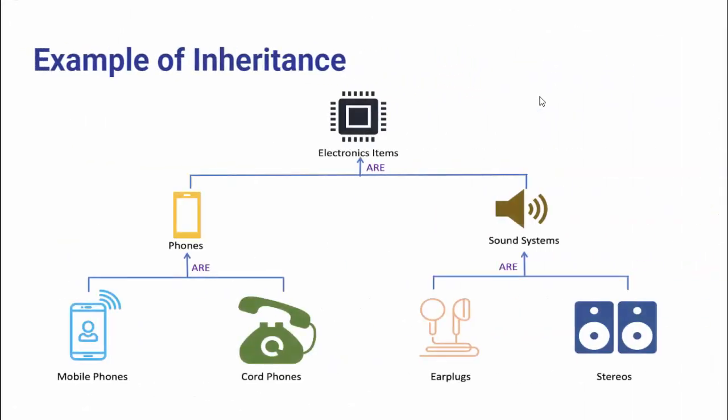Now let's see an example of inheritance. Let's say we have electronics items. We want to create the phones. We don't want to create the electronics items from scratch. What we will do is inherit the electronics item into the phones and sound systems. From the phones, we want to create mobile phones and code phones. Now we will inherit the functionality of phones into the mobile phones and code phones.